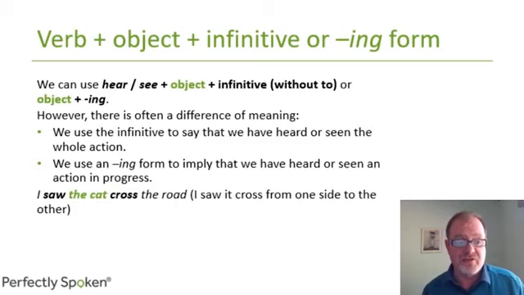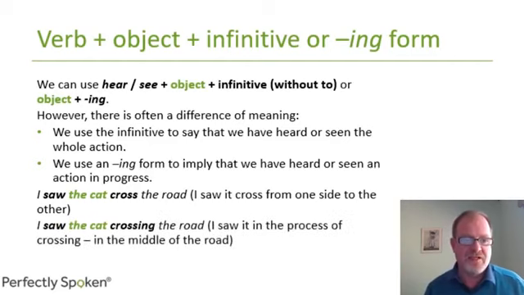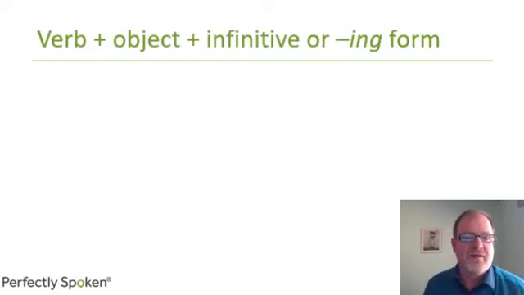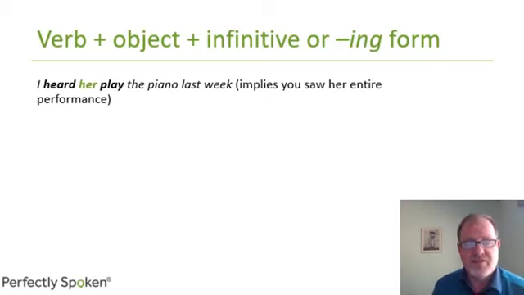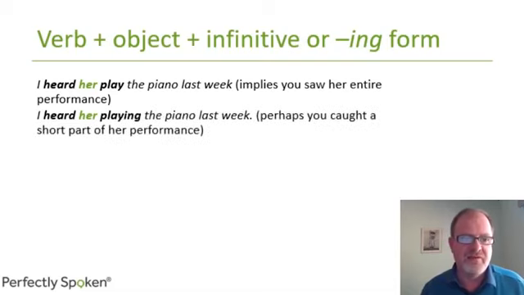So here we go. I saw the cat cross the road means I saw it cross from one side to the other, the whole thing. I saw the cat crossing the road. Perhaps when I arrived, the cat was already in the middle of the road and in the process of crossing it. So I didn't see the whole event. I heard her play the piano last week. This implies that you heard her entire performance. I heard her playing the piano last week. Perhaps you caught a short part of her performance, not the whole thing.